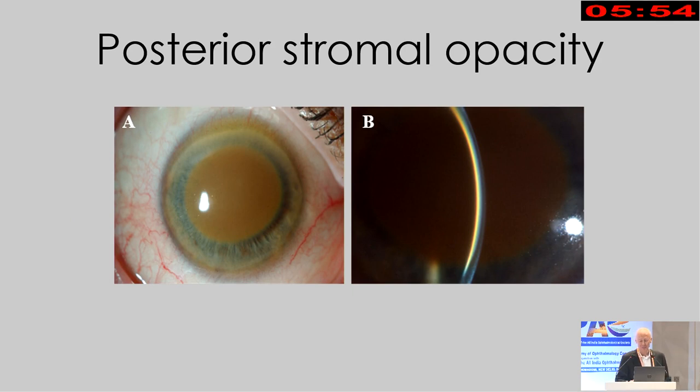So how about another use case? This is posterior stromal opacity. Remember, the original iteration of endothelial keratoplasty was DLEK, where we removed the posterior stroma as well as the donor. So you can use the femtosecond laser to make a nice ring cut there, and that deals with the most technically difficult part of that operation.